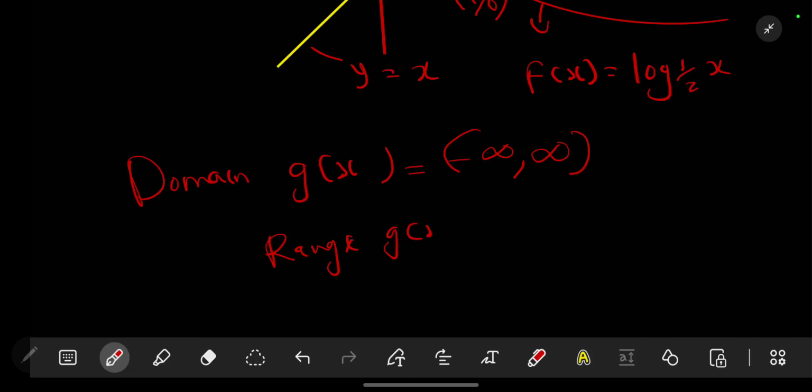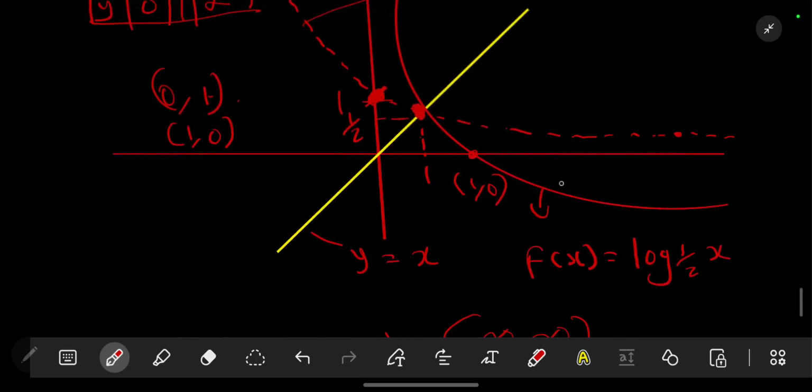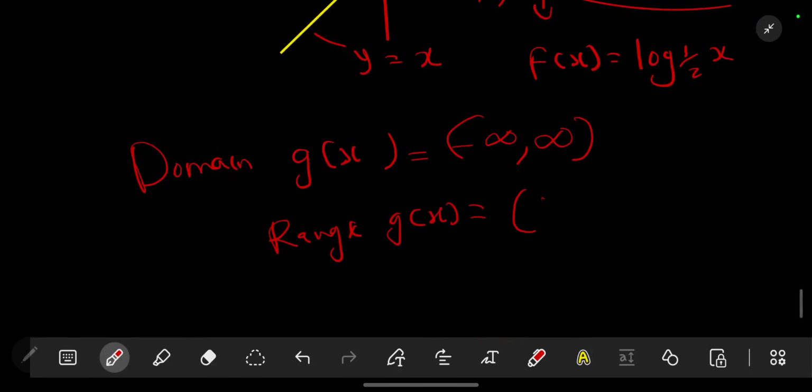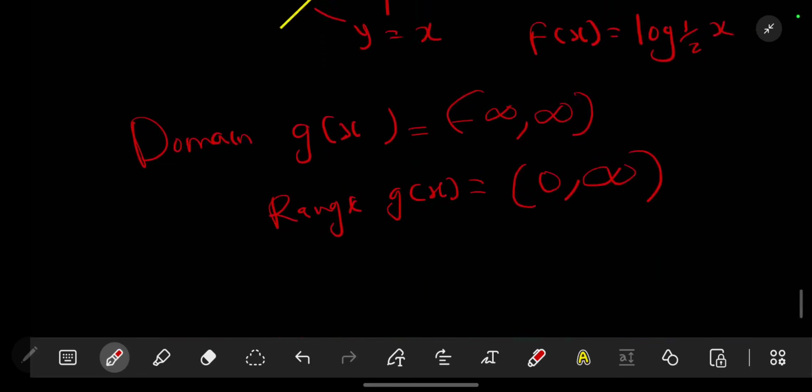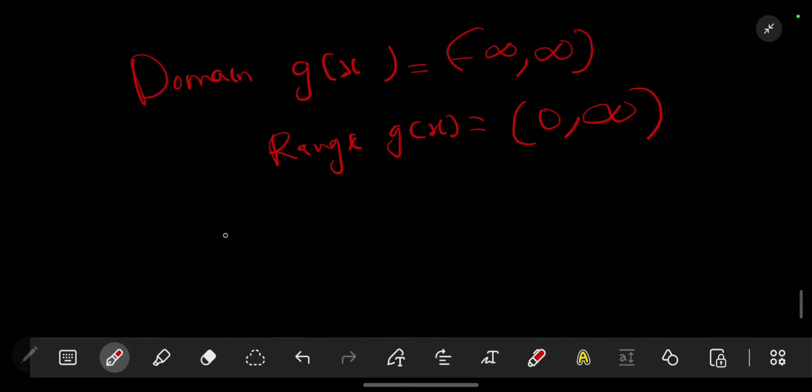Then the range of g of x will be equal to, as you can see, it's not crossing this. So that's the smallest value, so it will be 0 not included. It's not touching; to positive infinity, it's going up.